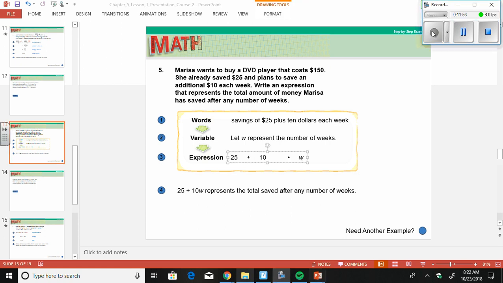So we can write it as the expression, what we started with, $25, plus what we're adding to it each week, 10 times however many weeks we are, whether we're going for 2 weeks, whether we're going for 100 weeks. That's how much we are going to be saving.